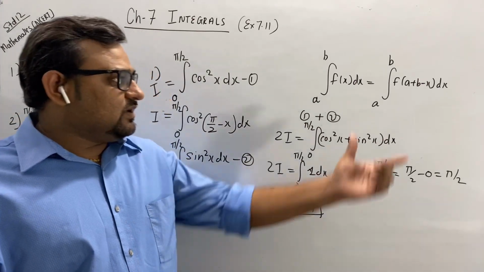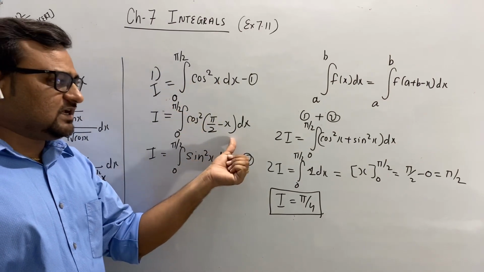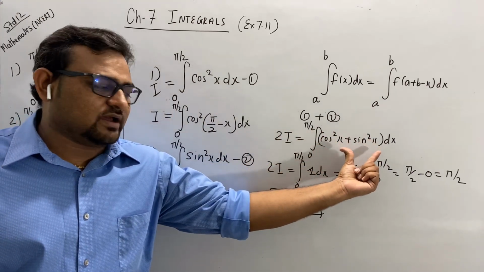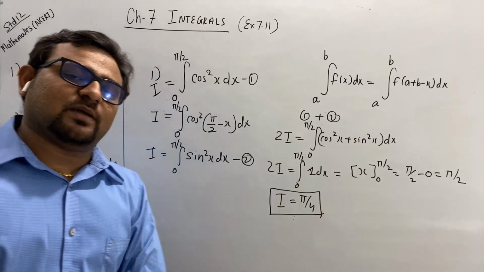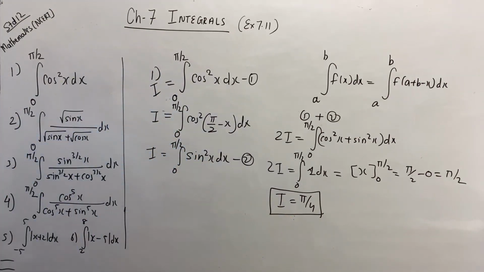Clear? I'm repeating, we had used this property a plus b minus x, 0 plus pi by 2, that is pi by 2 minus x, gets converted to sine square x. Adding both, 2I is equal to sine square plus cos square, and then finally we got the answer pi by 4. So just go through question 1, note it down. Let's move to the next one.